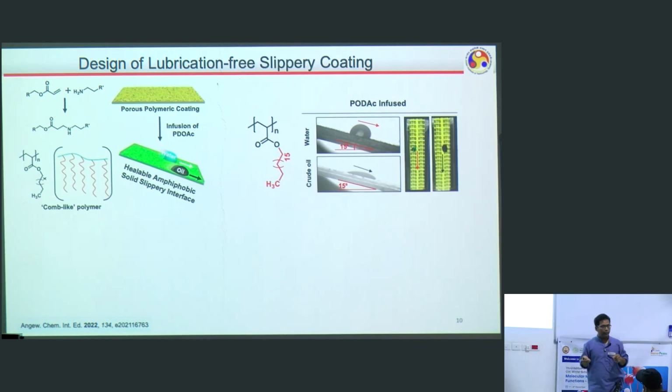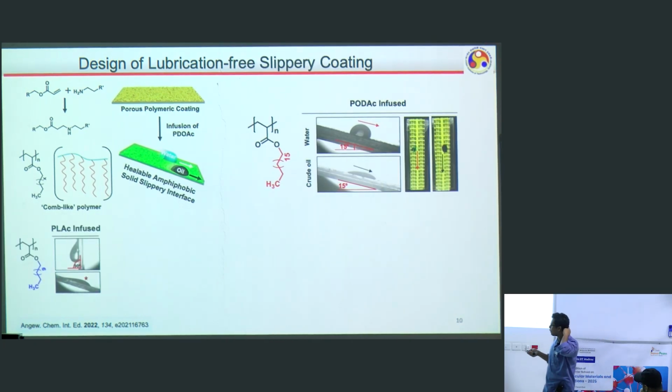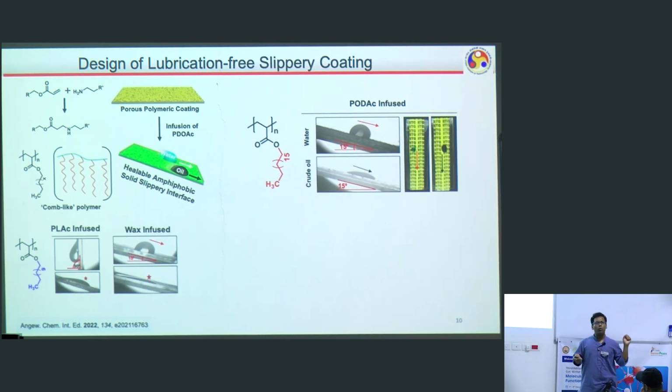But suppose I take a control, a lower analog of the same polymer which doesn't undergo this sort of crystalline packing. In that case, you don't see the slippery property against oil; rather it spills all over the place like on bare glass, and the water, even if you tilt at 90 degrees, remains firmly adhered and doesn't slide off. Now you say, okay, what about the wax?